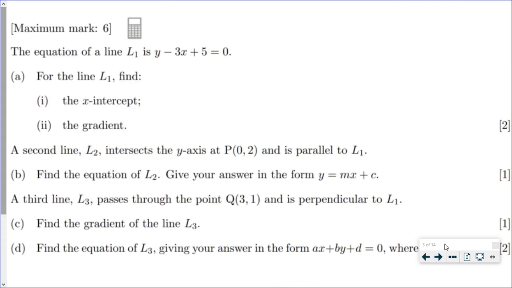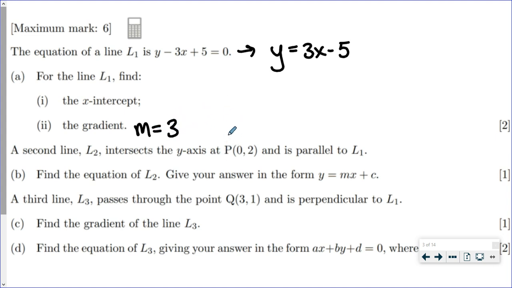Next question here. The equation of line L1 is y minus 3x plus 5 equals 0. For line L1, find the intercept and the gradient. So I will go ahead and rewrite this in slope-intercept form just to make my life easier. So we will have y is equal to 3x minus 5. That gives me my gradient right away, right? That's just the coefficient of my x here, which is 3.